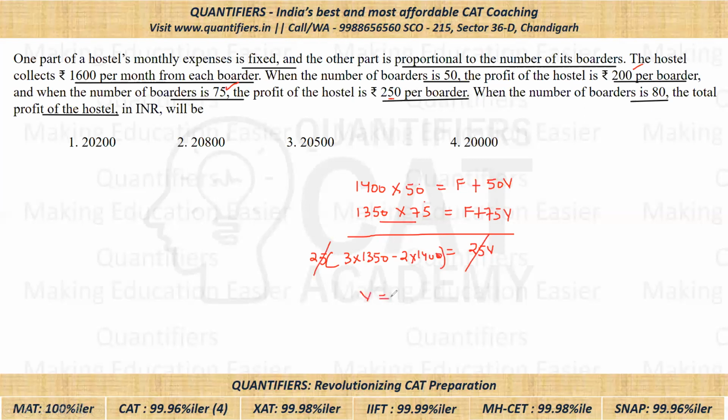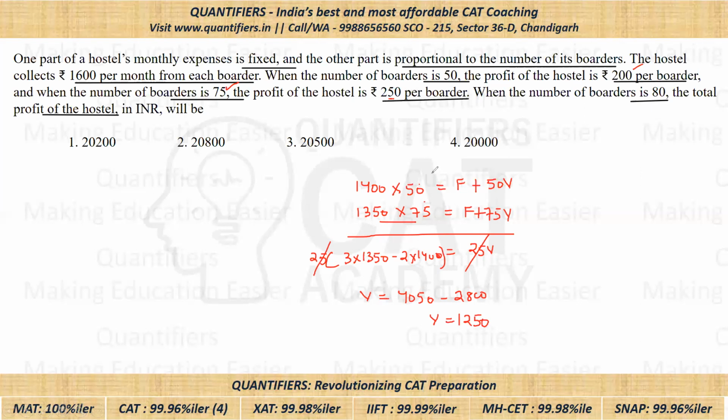Variable cost comes out to be 1350 into 3, that is 4050, and 2 into 1400, that is 2800. So variable cost is coming out to be 1250 per student. Okay, 1250 per student.